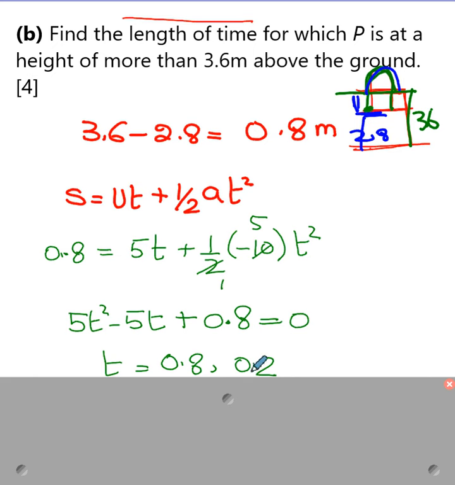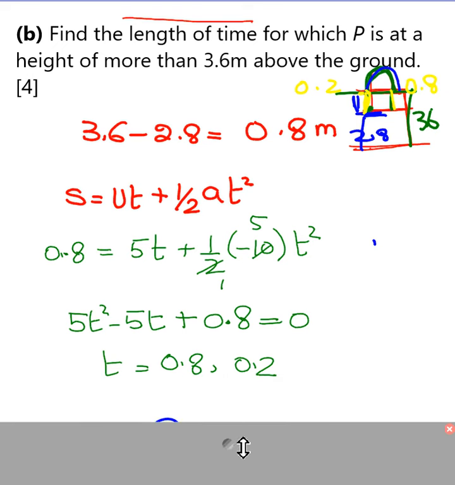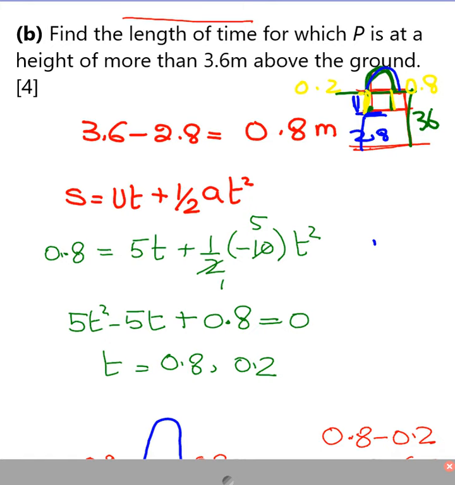and time is 0.8 and 0.2. Now some students stop here. They leave the question incomplete. Length of time. So it means when it was going up from here, and when it was coming down. So this was the time which was 0.2. And when it was coming back, this was the time 0.8. I have drawn the diagram here neatly also.